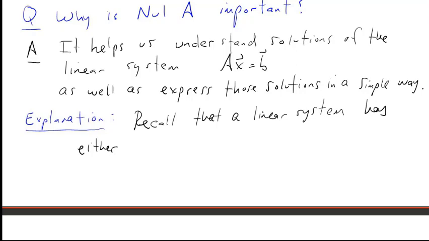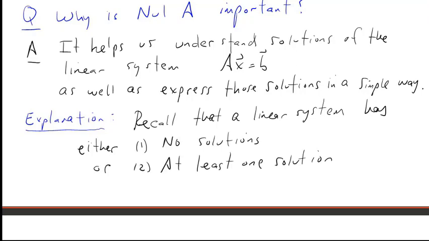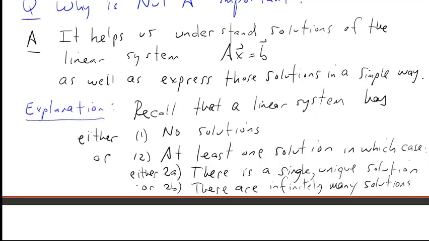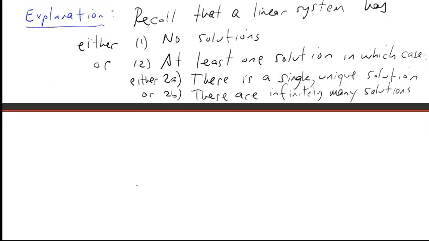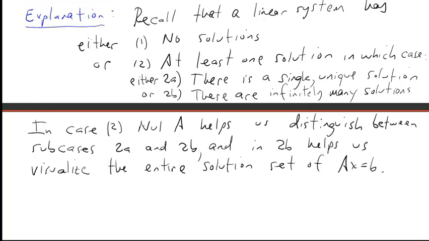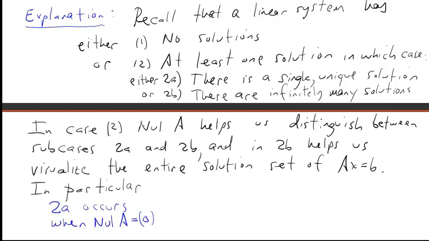Recall that a linear system has either no solutions or at least one solution. In the second case, you can have either a single unique solution or infinitely many solutions. So in case 2, null A helps us distinguish between the subcases 2A and 2B. And also in case 2B, it helps us visualize the entire solution set of Ax equals b. In particular, 2A occurs when the null space is trivial, and 2B occurs when the null space is non-trivial.